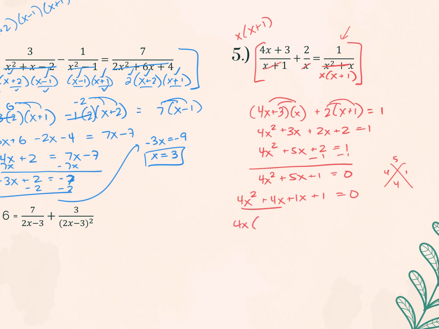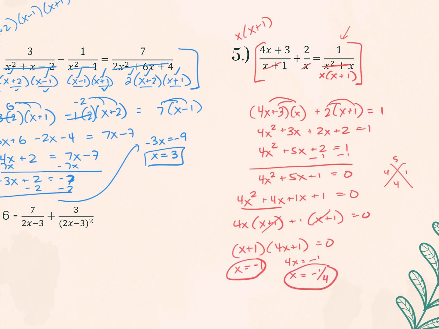GCF of the first term, GCF of the second term, or second group, and then I get my first factor is going to be my GCF of these two, which is x plus 1, and then the other is going to be 4x plus 1 equals 0. And again, this means then that x equals -1. That's one solution. This one will take a little bit. 4x equals -1 and x equals -1/4. So I have these two answers here.